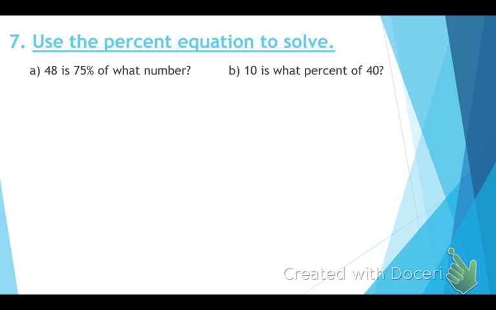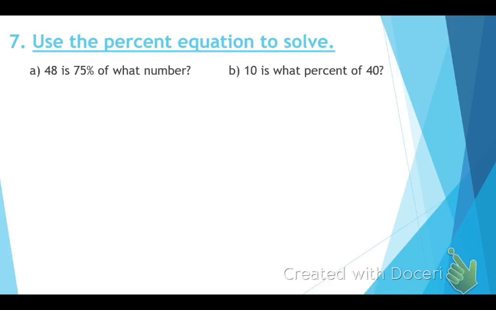Okay, for this one, our instructions are a little different. The problems look identical, but the instructions ask us now to use the percent equation instead of the proportion. On your quiz, I'm going to make sure that you understand how to use both of them, all right? Some problems you'll get to choose, but if the instructions ask you to use the percent equation, you got to show me that you know what that is.